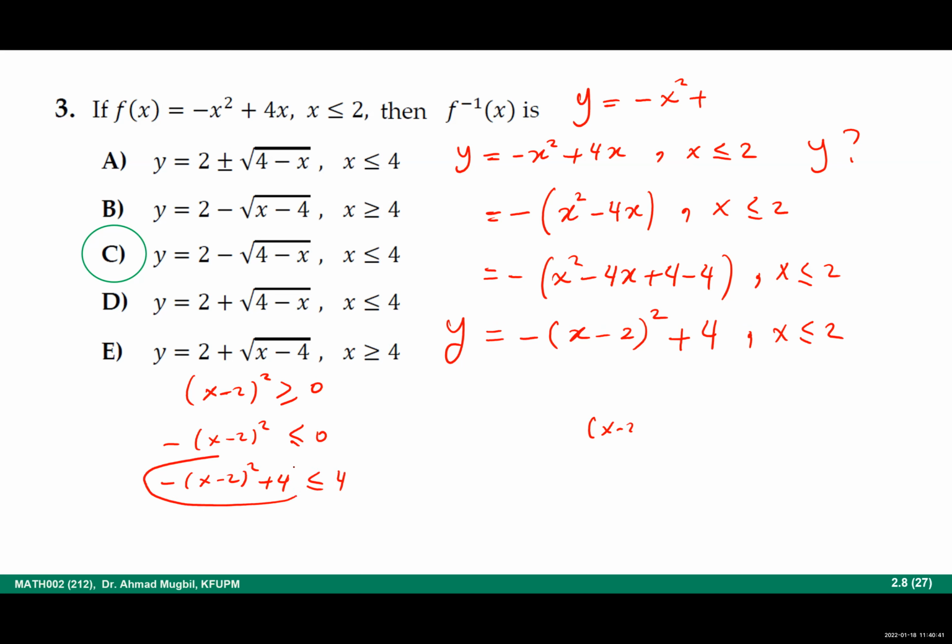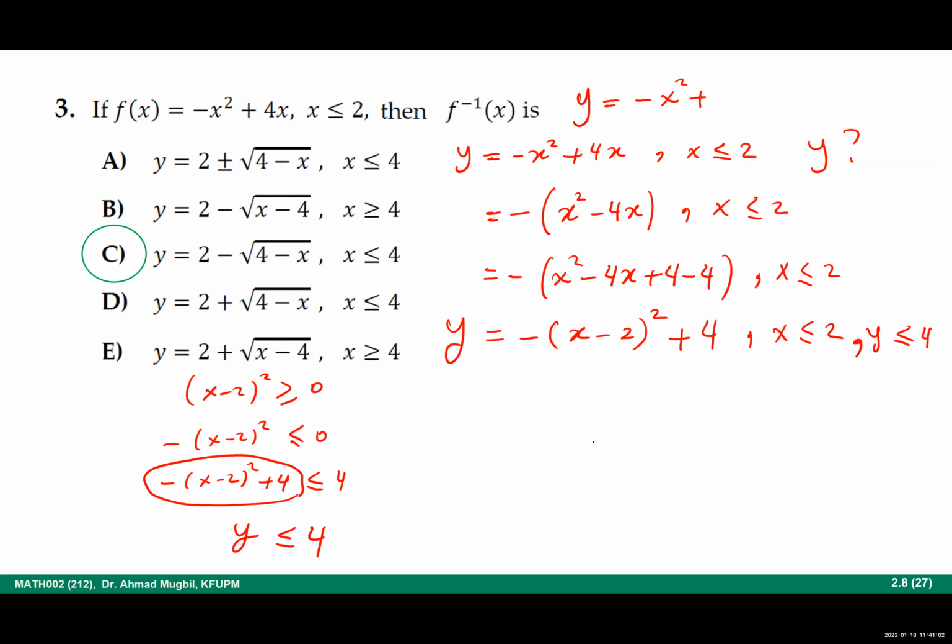What is this? This is y. So y is less than or equal to what? 4. So this is not an option. This is not an option. But forget about the choices. Now, why did we do that? Because we need to know the domain.